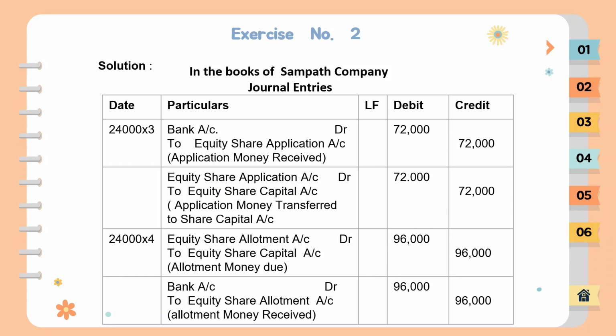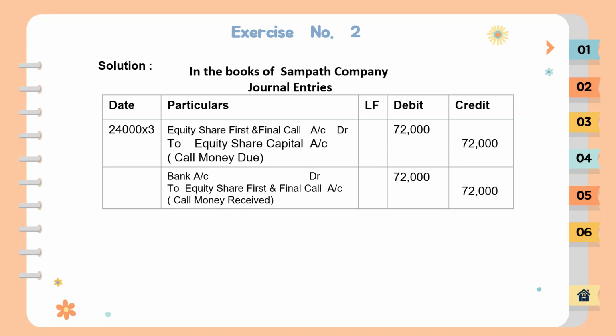And next is the bank entry, receiving the equity share allotment. And next, there are only 3 stages here. Third installment, 3 rupees. So again 24,000 into 3, 72,000. Equity share first and final call to equity share capital, and receiving the equity share first and final call money.